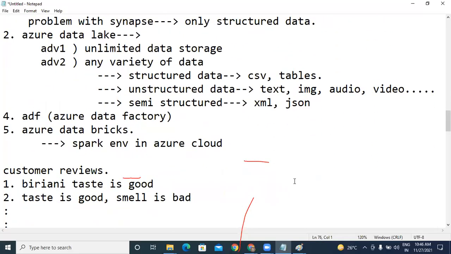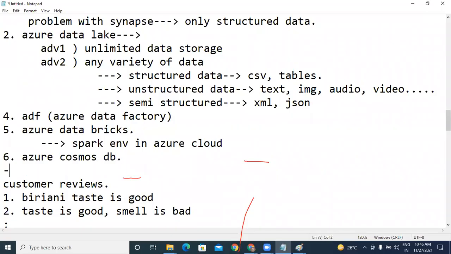This is also important nowadays for data engineers: Azure Cosmos DB. Anyone has an idea about it? It's a Microsoft NoSQL database. Exactly, sir.